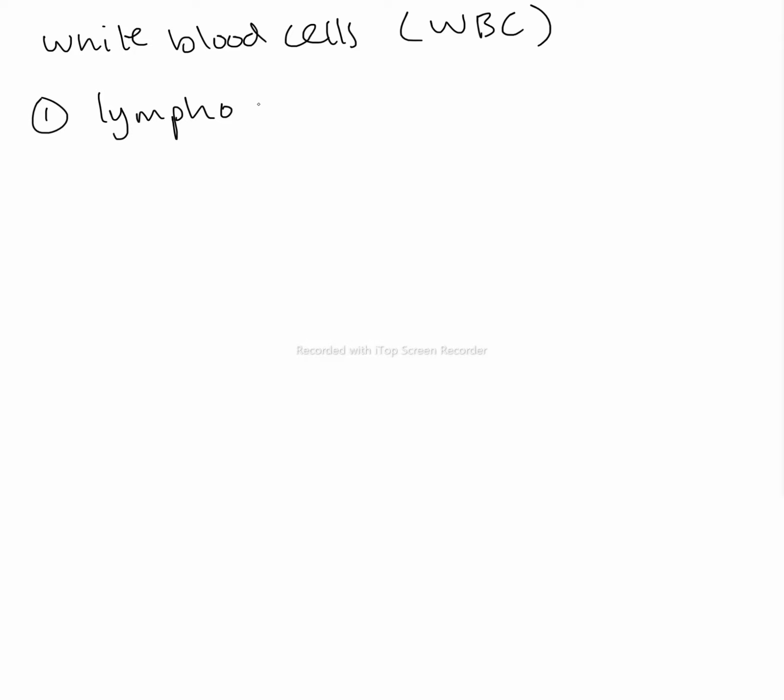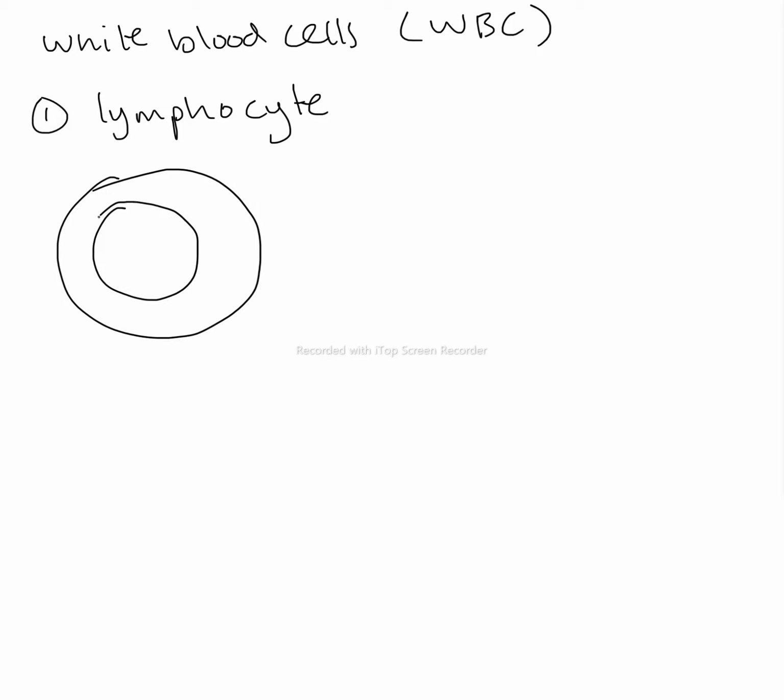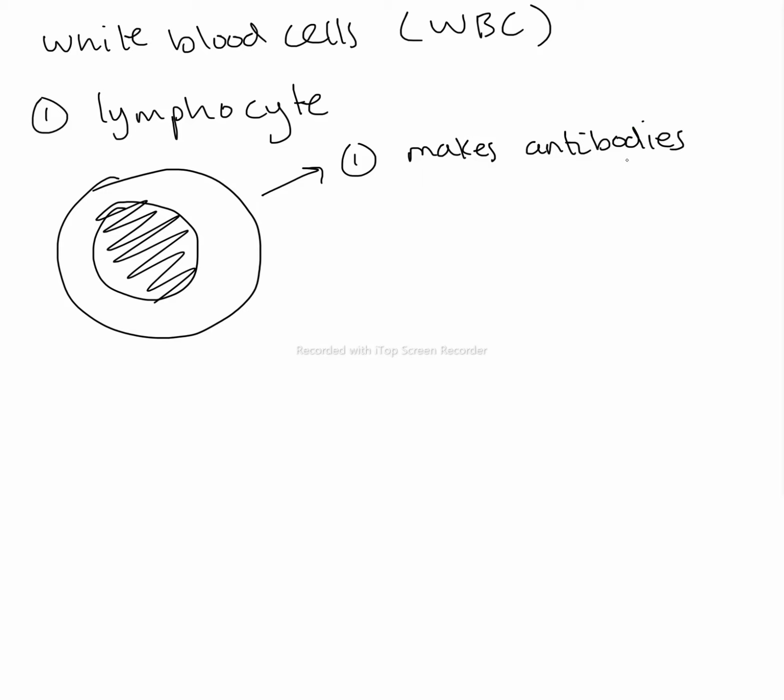Okay, let's quickly look at white blood cells. Right, the first one you need to look at is a lymphocyte. It's about the same size as a red blood cell, but it contains a large nucleus. Right, this has two functions. It produces or makes antibodies. It makes antibodies for specific antigens.